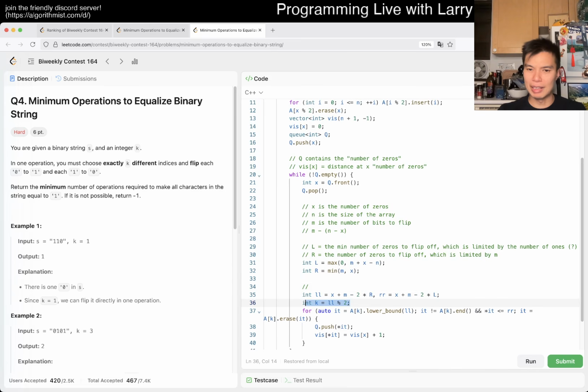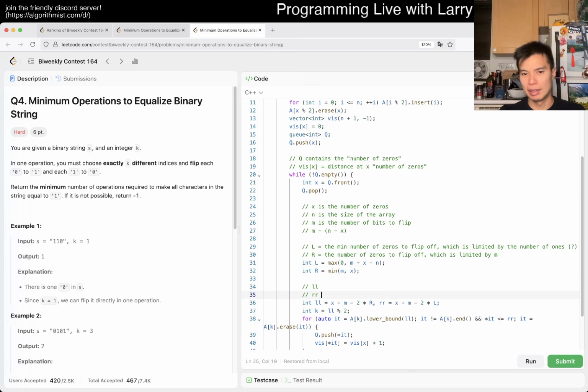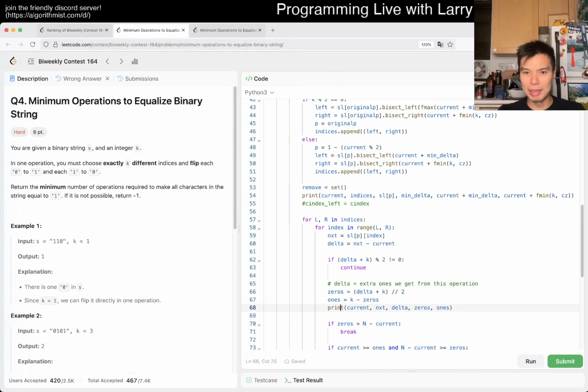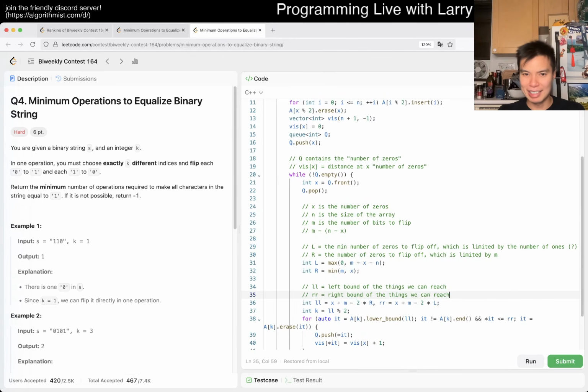Funny enough, a lot of this, we kind of did this optimization. I don't know how to get this format, and I still don't understand it. It is the bound of the ones and zeros, but I don't know how to come up with that formula. Left bound of the things we can reach, right bound of the things we can reach, right? But I don't know that I know how to get this one. If you want to do plug and play, maybe I could just get an AC.